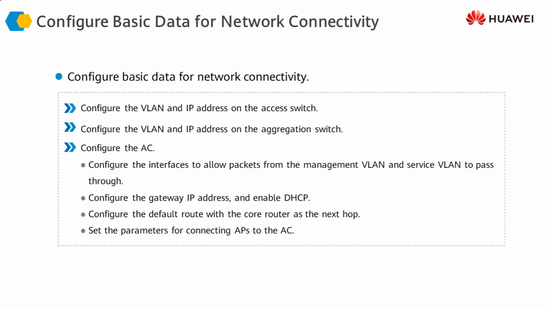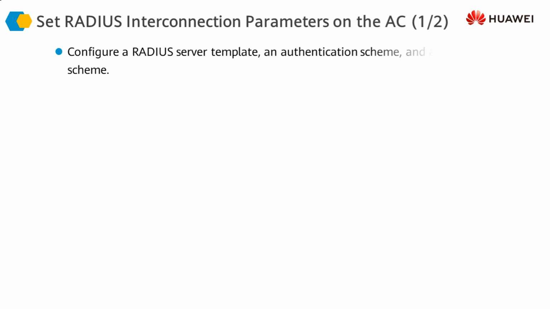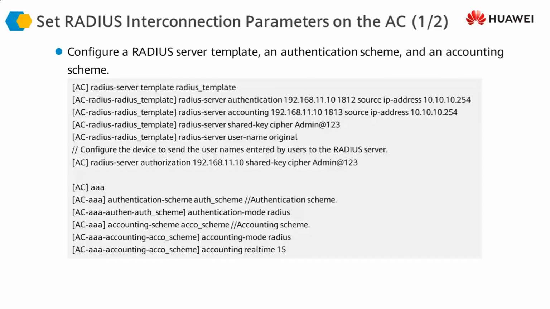These are the steps, or this is the configuration which you need to have done already before we start off with the authentication related configuration on our access controller and our agile controller. This is the configuration which you have already seen a number of times, which should be fairly simple for you now. What we are doing here is configuring the radius server template. In the radius server template, we are configuring the authentication and the accounting servers. Then we are configuring the authorization server. We are configuring their keys. Then we are configuring the authentication scheme, authentication mode, accounting scheme, accounting mode, and the accounting interval.